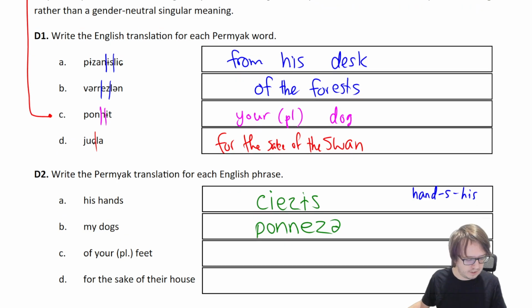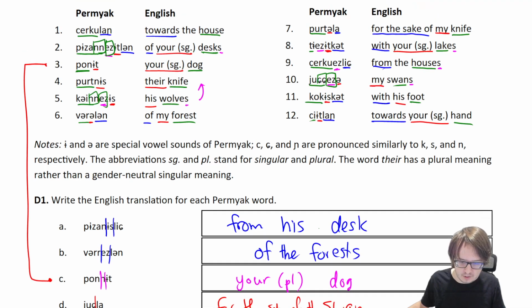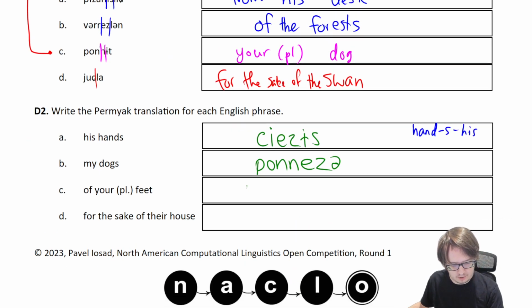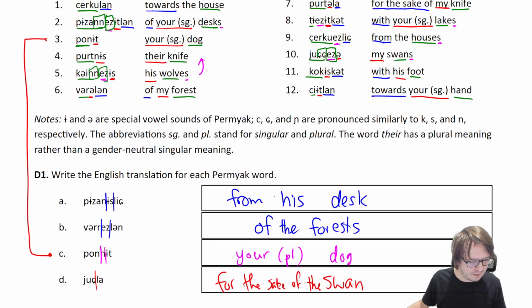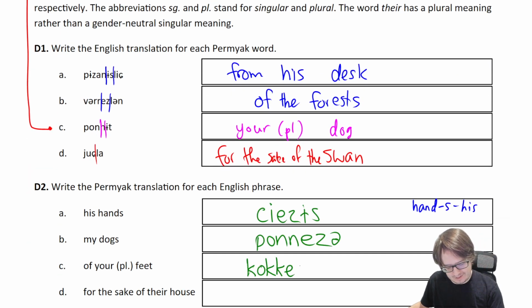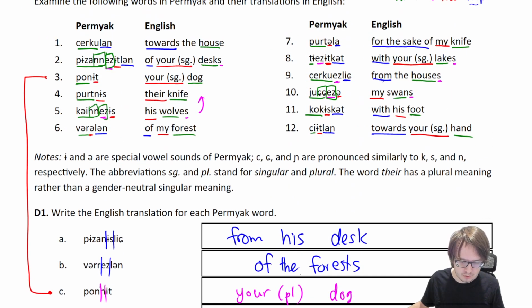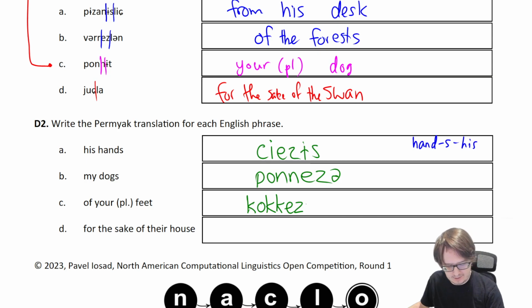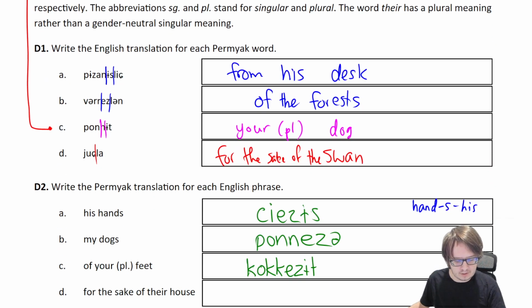Okay. Of your plural feet. Beautiful. Okay, so foot would be kolk. Kolk, but this is a plural. So of, wait, well, we have a plural here first. So how are we going to do that? We're going to do KEZ to get the plural. It's your feet. So your is going to be IT, the line through it, and then we have of. So of your feet, if we take a look at our translation, this is lun at the end.